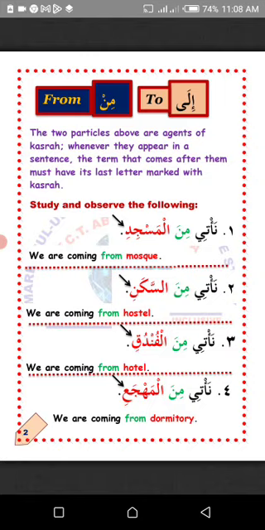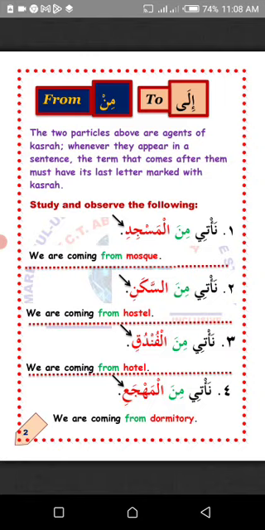Number 4. Na'ti min al-mahja'i. We are coming from dormitory. Dormitory are the rooms where students stay in the hostel. They are rooms where they pass their night. So it's called dormitory. That is mahja in Arabic. So mina has given kasra to ain, being the last letter of the Arabic word al-mahja.